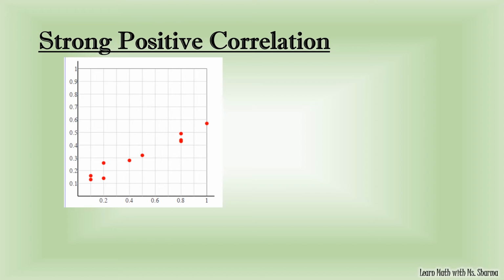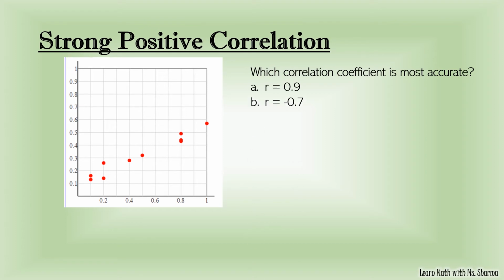Which correlation coefficient is most accurate? So it's closer to forming a line, right? You have option A, r equals 0.9, option B, r equals negative 0.7, C is r equals 0.07, D, r equals negative 0.9. So we know it's increasing, it's a positive slope, so choices B and D are ruled out. It's not negative. And it's closer to forming a straight line, so it should be closer to 1.